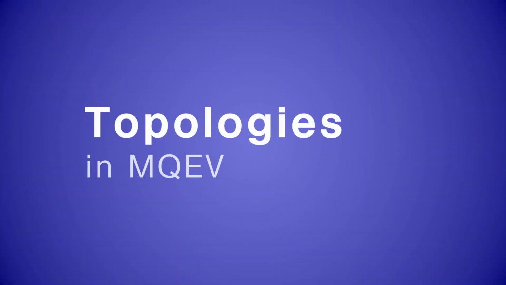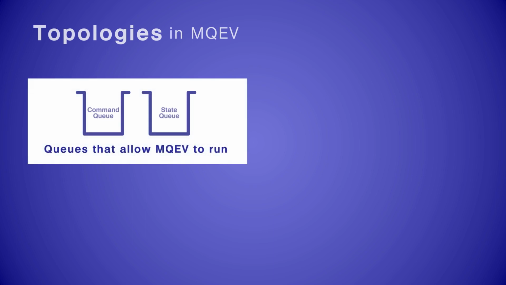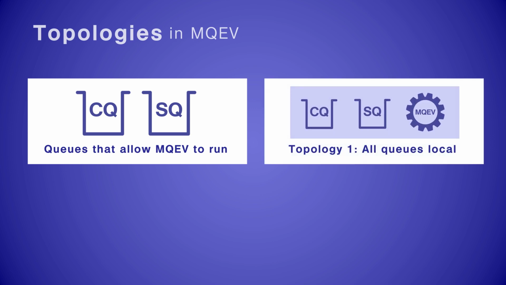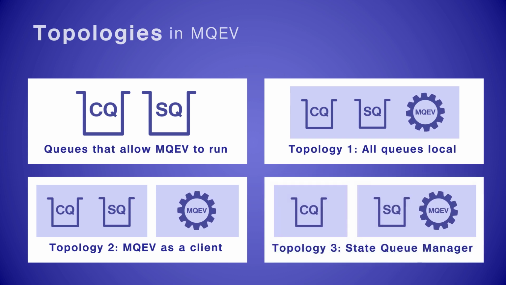Welcome to this Facet video on topologies in the MQGem product, MQEV. This video will cover the queues that allow MQEV to run and the three topologies MQEV can be run in: all queues local to MQEV, MQEV running solely as a client, and running as a client while using a state queue manager.